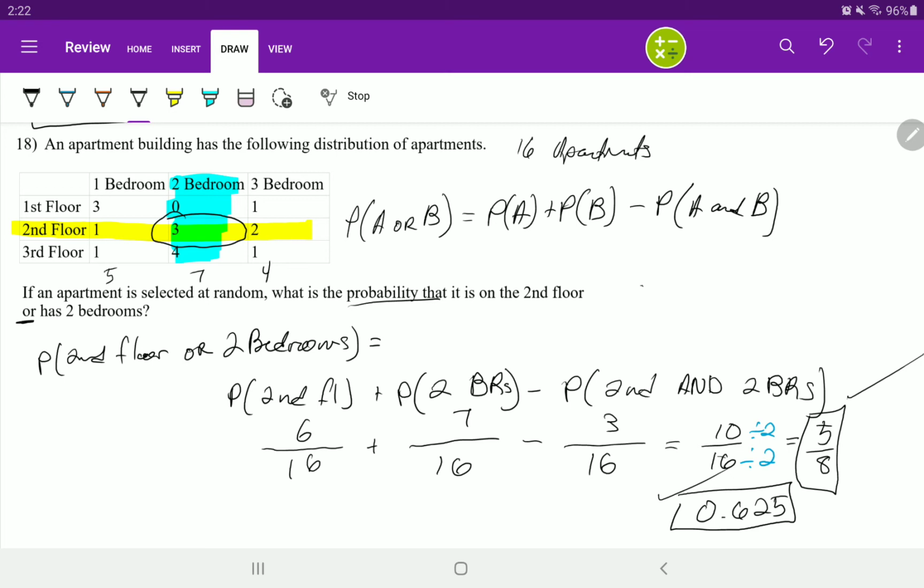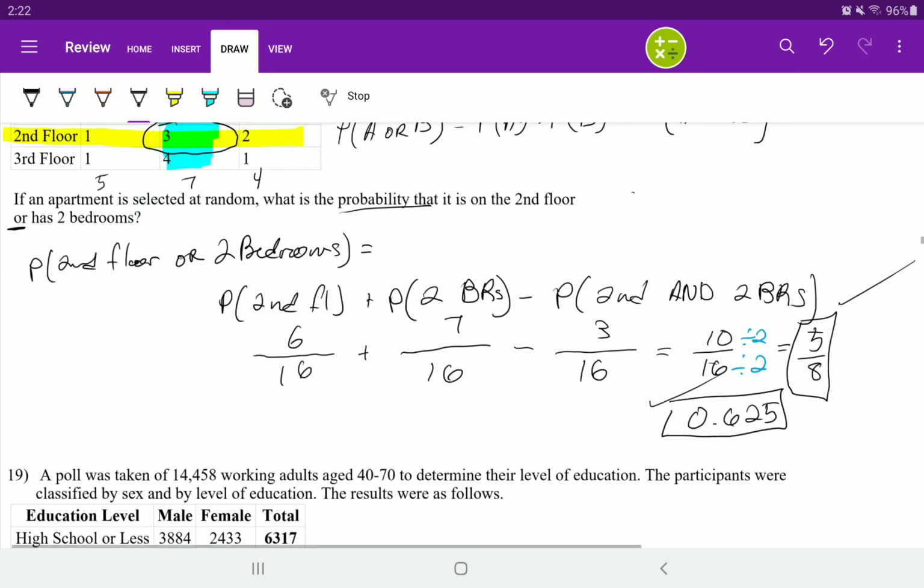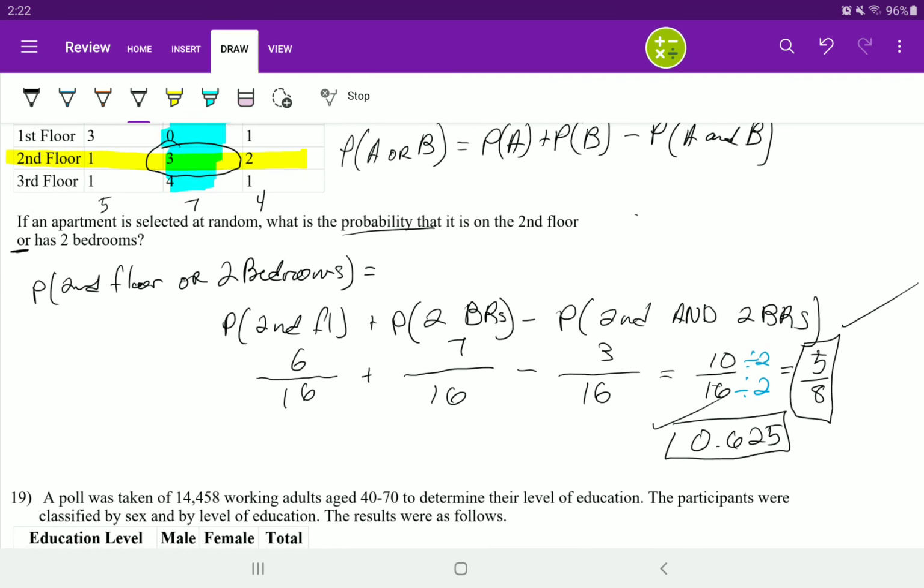Alright guys, that is it for number 18. We're going to transition to question number 19. Oh, and make sure you get number 18 down before I transition. And remember the rules: if it's a probability question and it gives you the word or, use the addition rule.